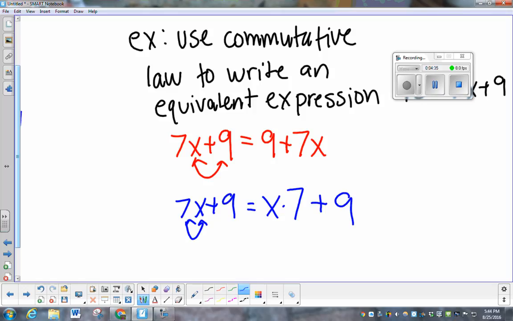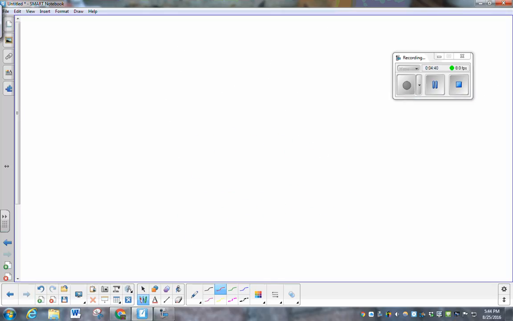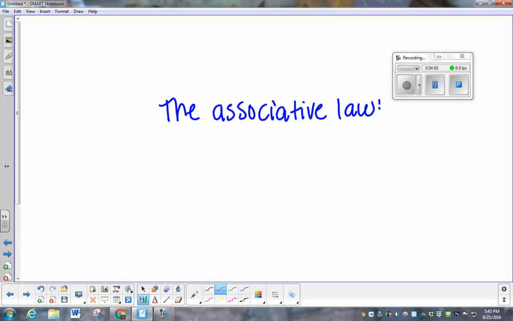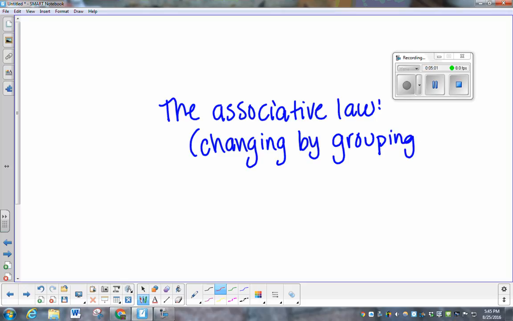So now we're going to go on to a law called the associative law. Now this law has to do with grouping. So I'm going to write under here, changing by grouping. So this is just saying that if you're doing addition, you can group things in any order. This will make more sense when I write it here. So this could look like this.